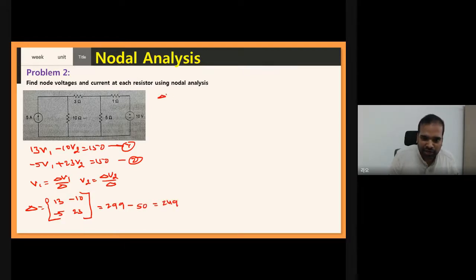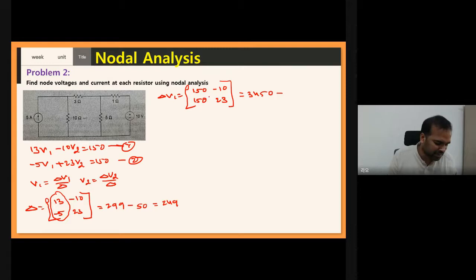And now delta V1, what you have to write? Instead of V1 terms, you need to write constant values from equation 1 and 2. What are the constant values? 150 and 150. Now V2 coefficients are the same, minus 10 and 23. Now you need to find the determinant of delta V1. So if you multiply 150 into 23, you will get 3450. Now when you multiply from down to up, you will write minus. Therefore here 150 into 10, you will write 1500, minus 1500, minus minus will become plus. Therefore determinant of delta V1 is 4950.